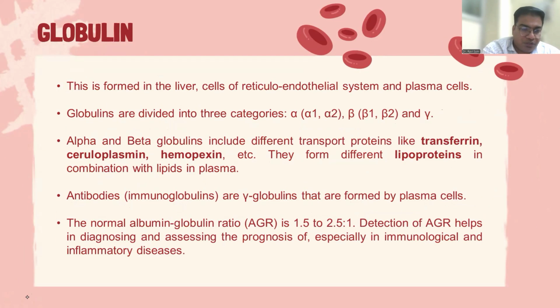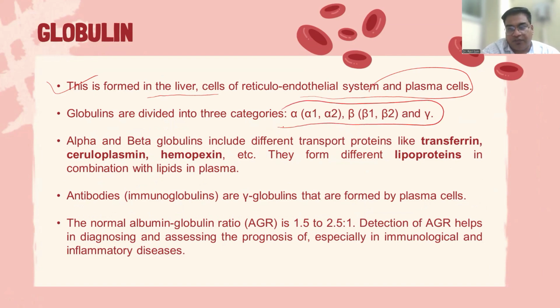The next protein is the globulin. It is formed in the liver, reticular endothelial system or plasma cells. It has basically three types: alpha, beta, and gamma. The alpha and beta are basically responsible for transportation. Examples are transferrin, ceruloplasmin, hemopexin. They also form different lipoproteins in combination with lipids in plasma.